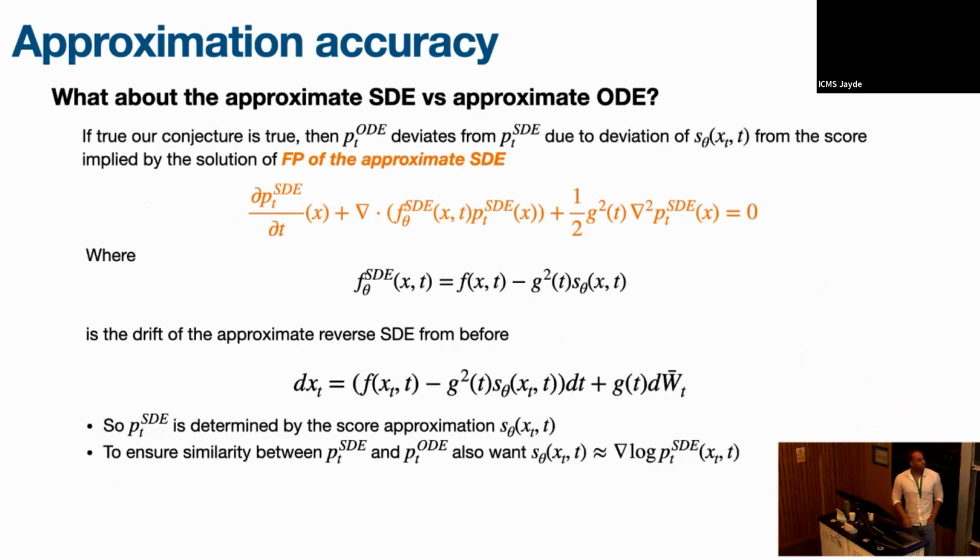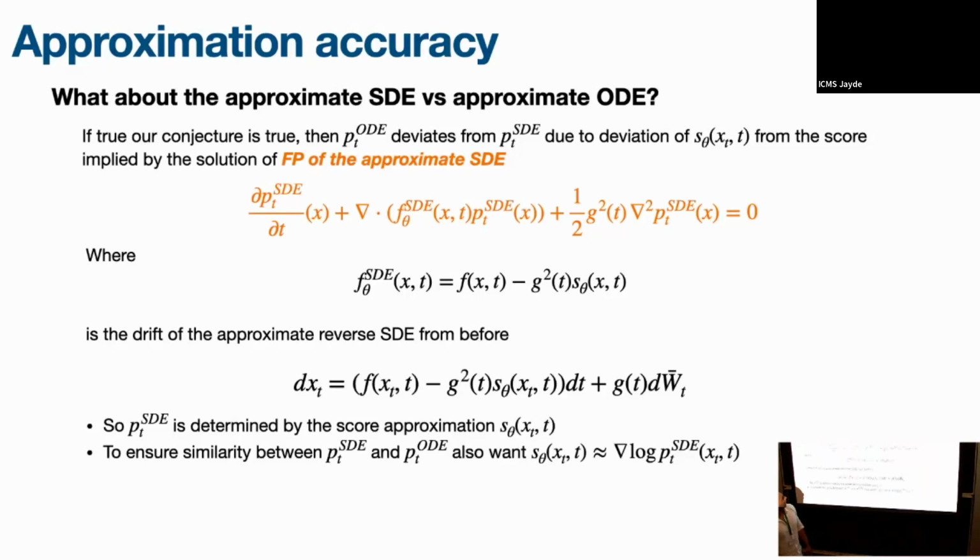So the thing to consider here is not the standard forward or the true Fokker-Planck equation. It's actually the Fokker-Planck equation for the generative process. So the Fokker-Planck equation for this approximate SDE. So that's what you see written up here. And it's slightly non-standard, this Fokker-Planck equation.